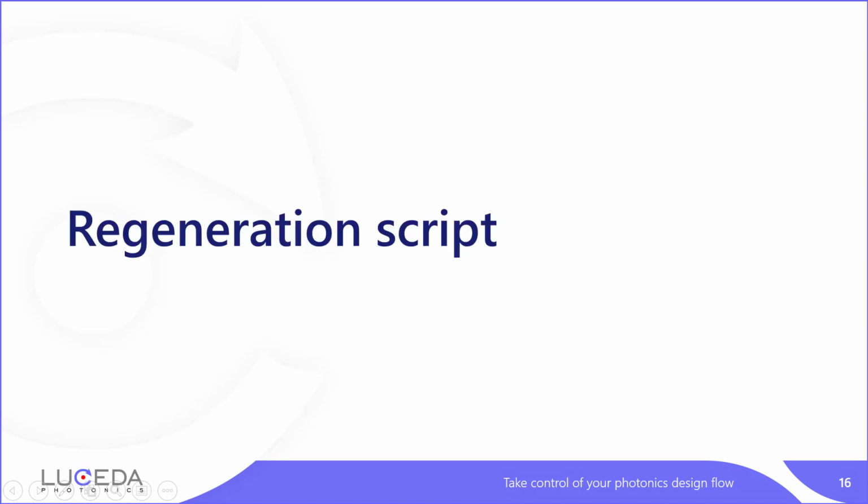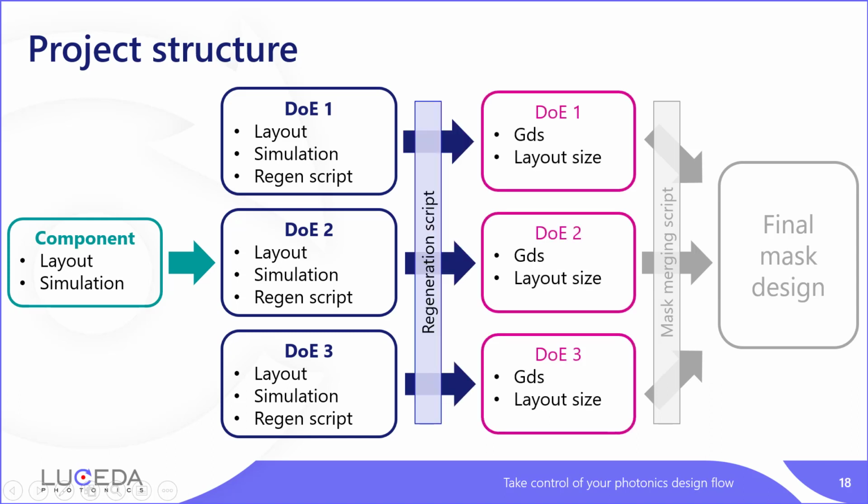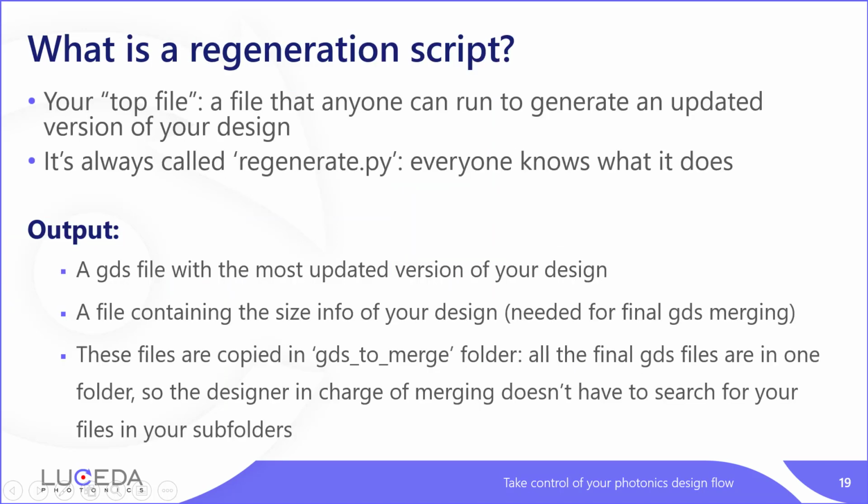So just to look at the regeneration script a bit closer, the regeneration step will happen after each DOE design project is created. And the regeneration script is actually used to generate the GDS file as we see before, and also the layout size information, which is stored in a text-based file. So again, this regeneration script is actually a file that anyone can run to generate an updated version of your design. And it's always called regenerate.py.